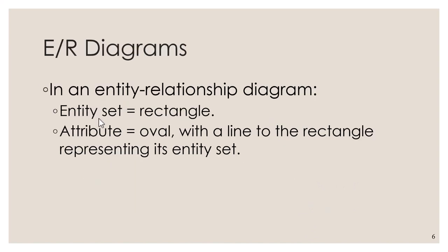We have certain shapes that we use. For the entity set, we use a rectangle. Relationships are represented using a diamond shape. And for attributes, we use ovals, and within the oval we have the name of the attribute. The attributes are connected to the entity, which is a rectangle.